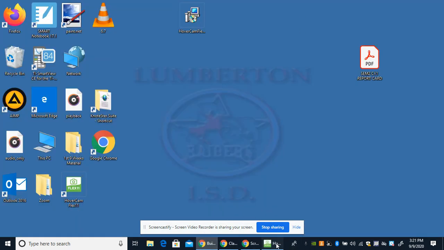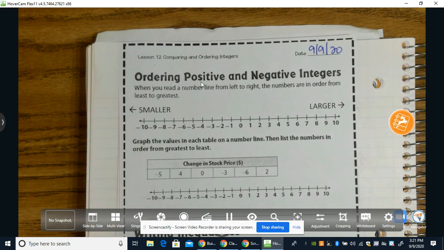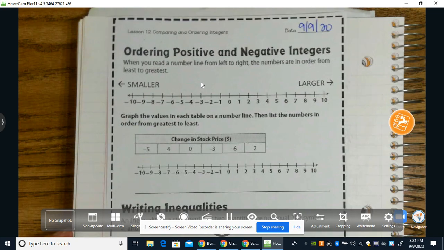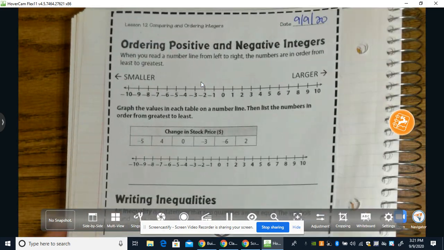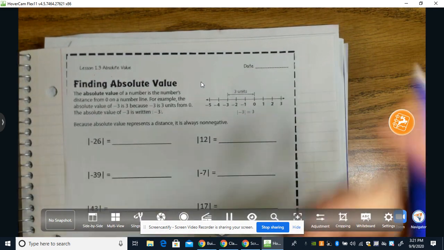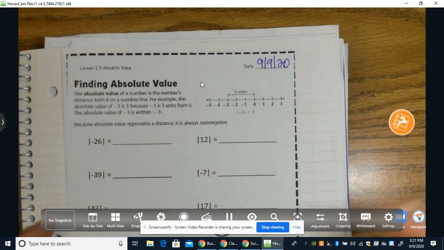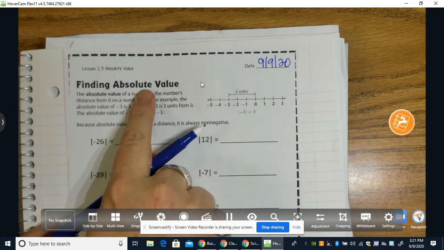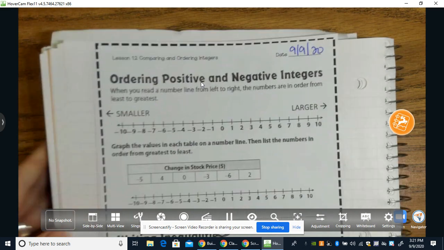Okay, so I'm going to pull up my document camera. Here we go. So today's 9-2. We're going to start with comparing and ordering integers. And then on the next page, this is also 9-9-2020, and you will be doing finding absolute value on this page. So let's go ahead and start.